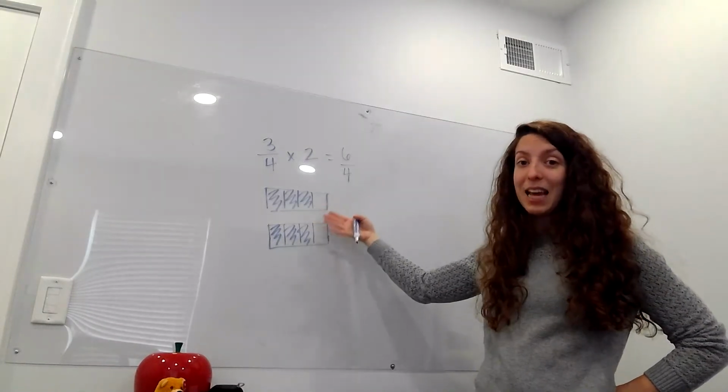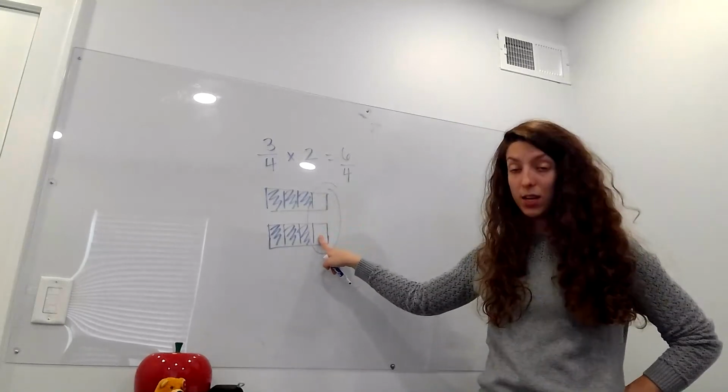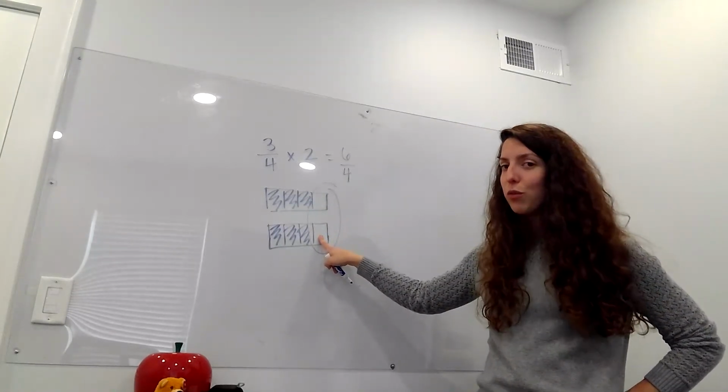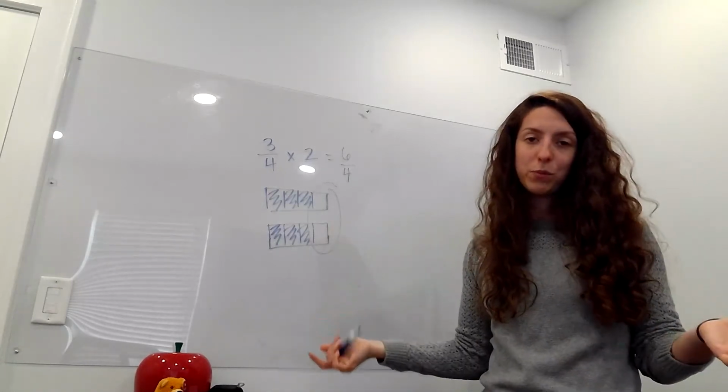So instead of having 2 whole cups, I only have 6/4, which is less than 2 whole cups. What's missing? 1/4 and 1/4 right here. So 2/4 are needed or left over of my 2 wholes.